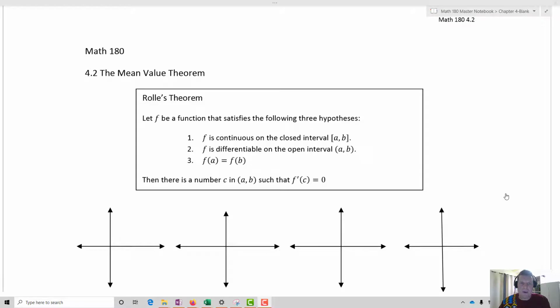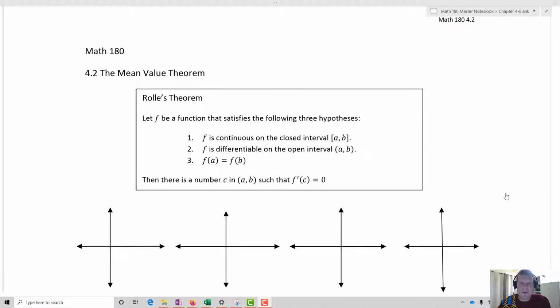So what we're going to look at now is something called the mean value theorem. And the mean value theorem is a very powerful application of calculus. In particular, it's a very powerful application of that whole idea of the maximums and minimums that we've been using throughout the course.